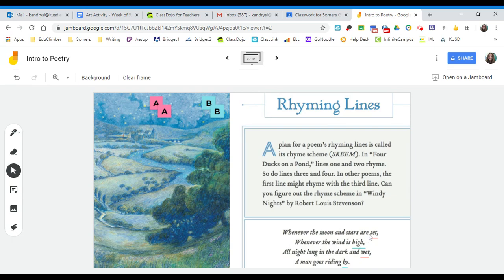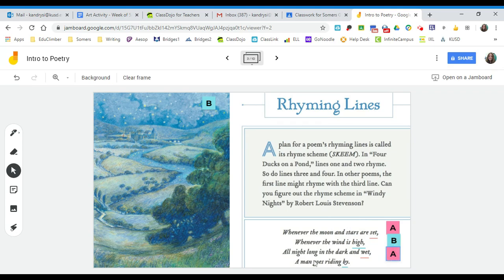Whenever the moon and stars are set. Now remember, we always label the first line as A because that's our first rhyming word. Then we look at the next line. Whenever the wind is high, high does not rhyme with set, so that becomes B. All night long in the dark and wet, wet does not rhyme with high, but it rhymes with set, which is A, so the third line is also an A.